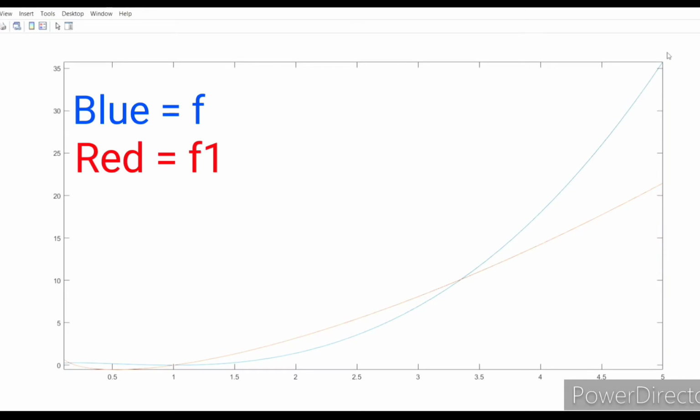So the question asks us, is the function defined for all real numbers? The answer is yes, because the domain of fx equal to x to the power of 2 is all real numbers. And what about the derivative? It's also yes, because the function is differentiable on domain x, then the derivative also is all real numbers.